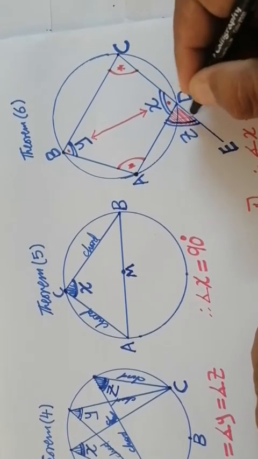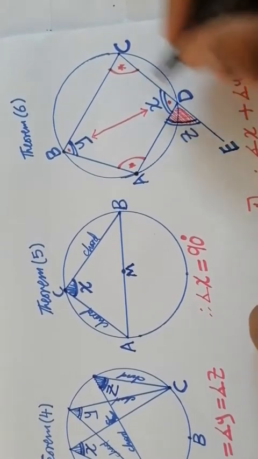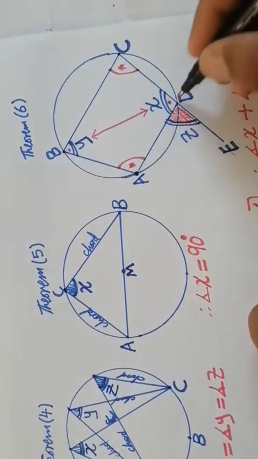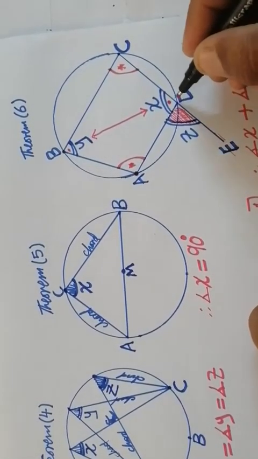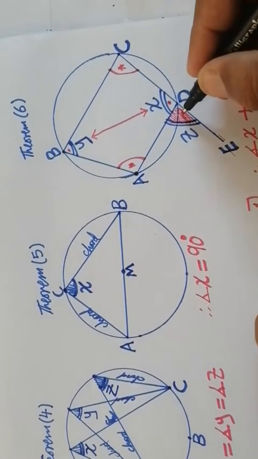This is the exterior angle. An exterior angle is made by the extension of one side and the original side. Original, extension, extension, original, original, extension. This is the exterior angle.